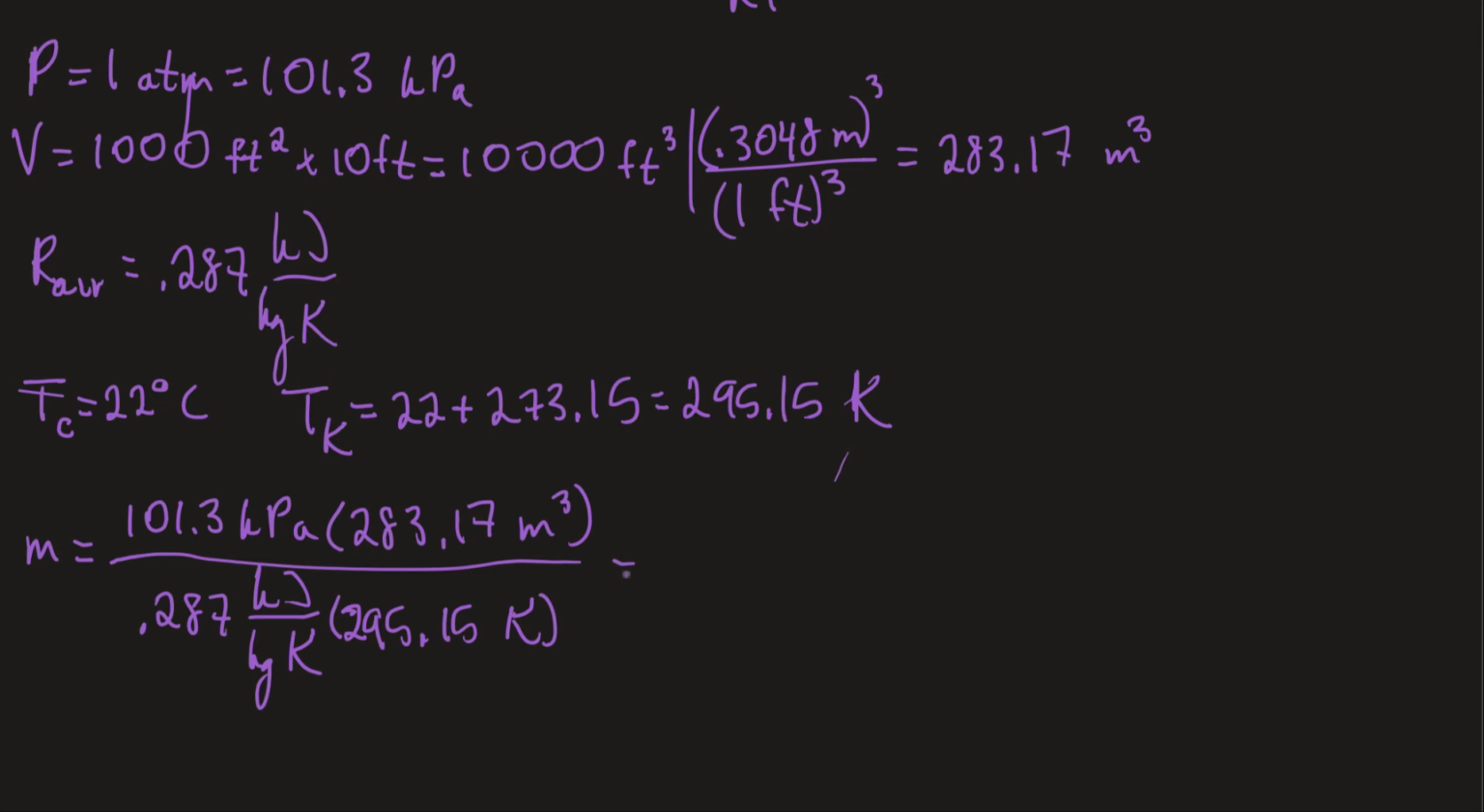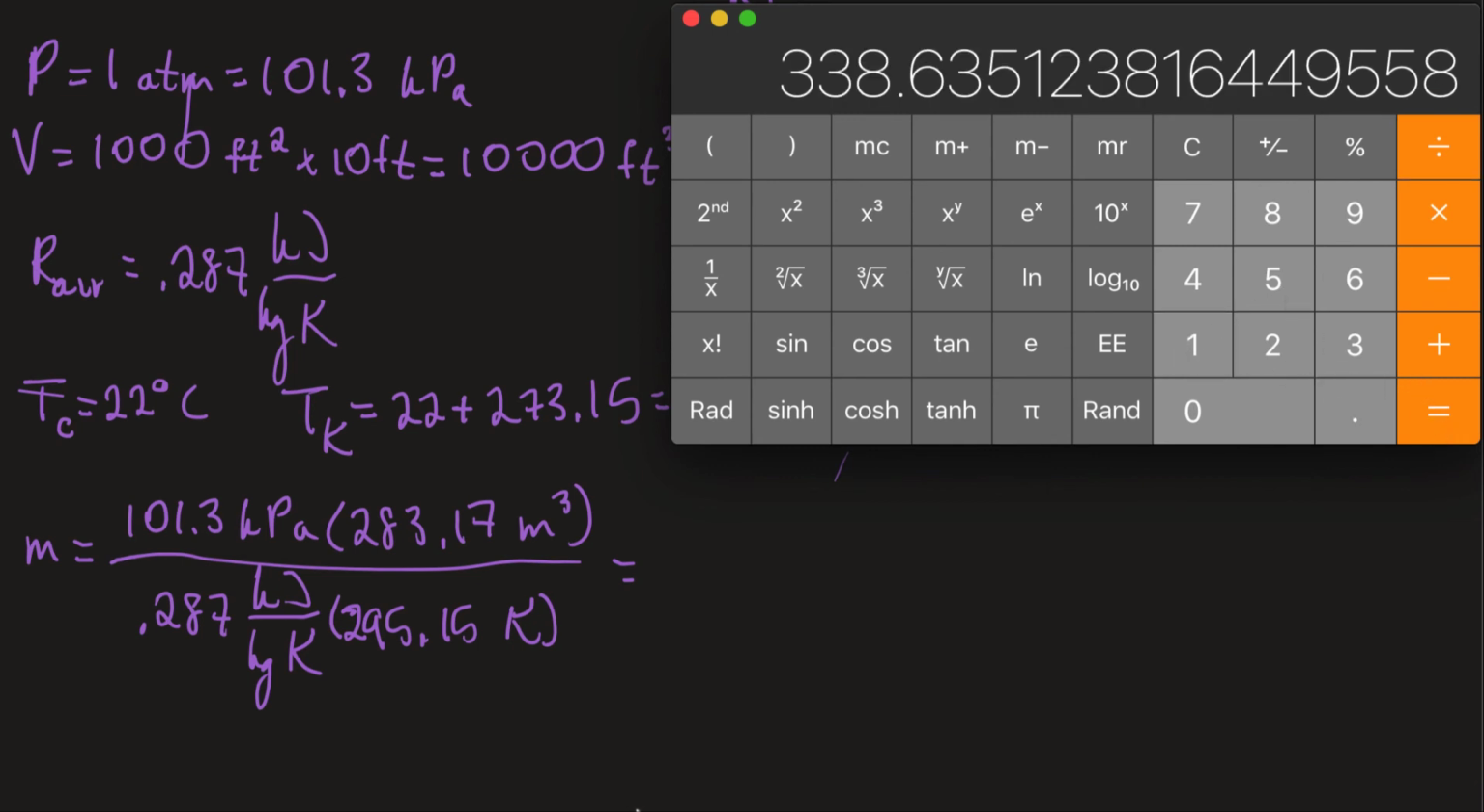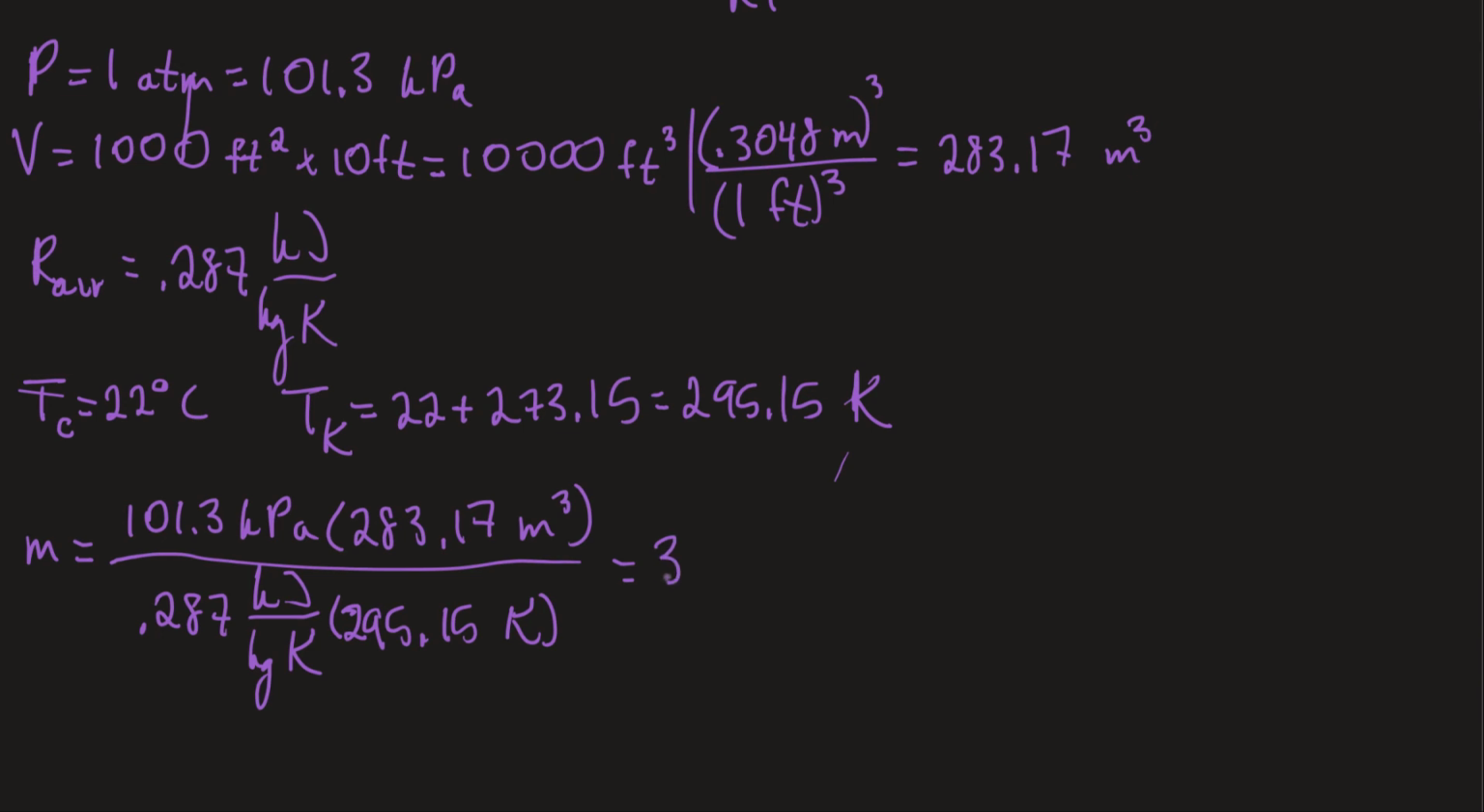And we'll pull out that handy calculator again. So let's take a look at that calculator, clear it, and we'll do this arithmetic. So 101.3, that pressure, times that volume, 283.17, divided by that gas specific constant, 0.287, and we want to divide by that temperature of the room, 295.15 Kelvin, which gets us to about 338.6. And we'll leave the units to look at in a second.